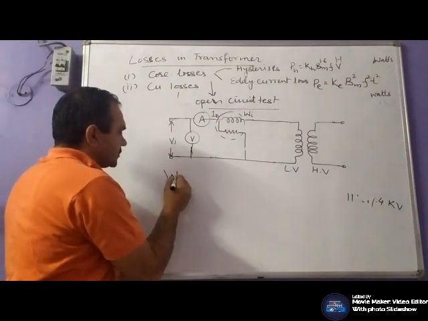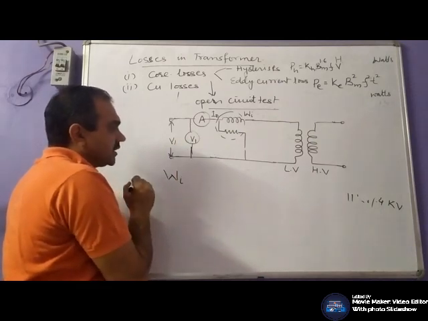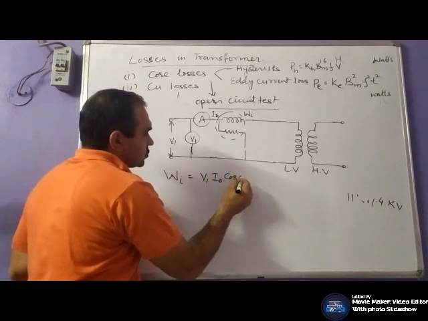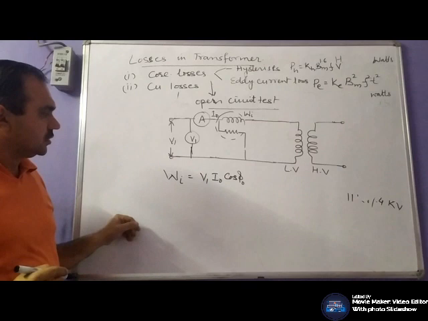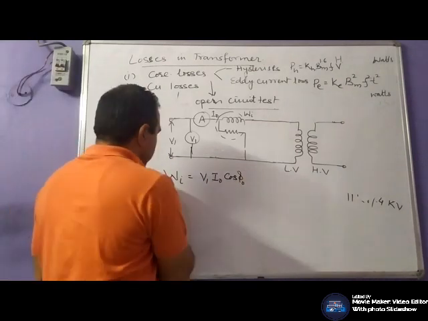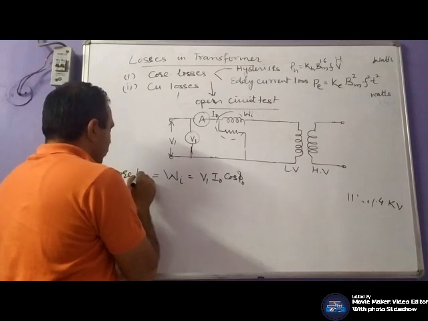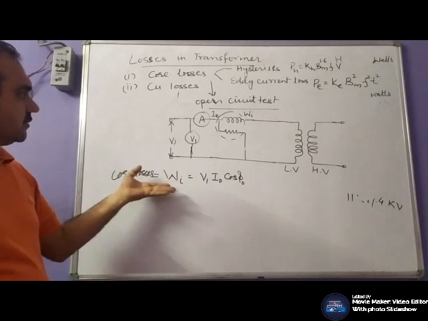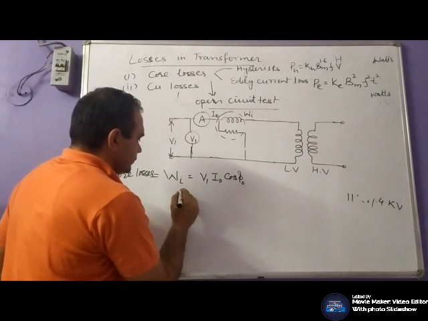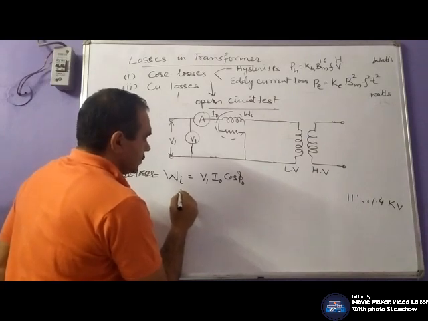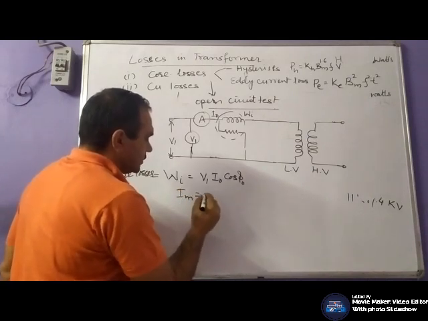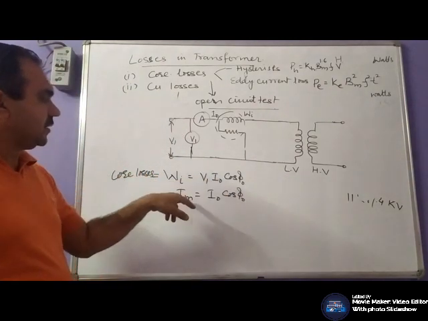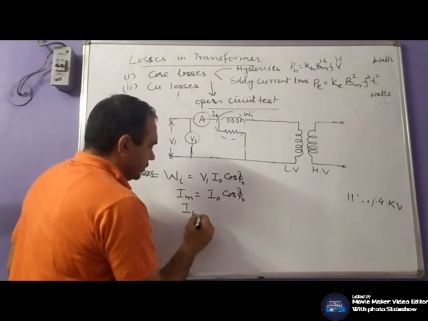If the wattmeter measures the voltage V1, the reading will be V1 I naught cos phi naught. So this wattmeter reading will be the core losses if no load copper losses are neglected. So we can find out the core losses. Your Iw is I naught cos phi naught, because this current is supplied for magnetizing as well as the working component.